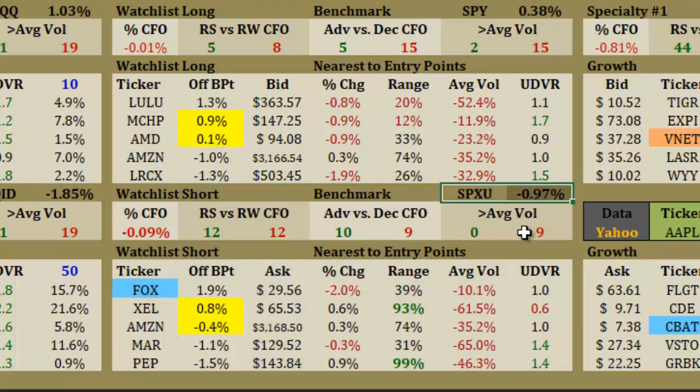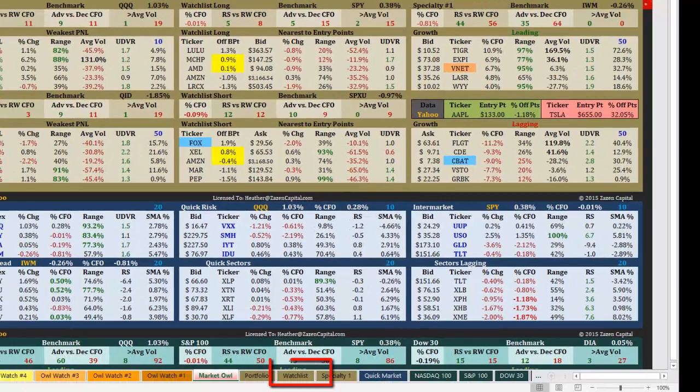You can choose a different benchmark if you wish for your shorts. In this example, we have SPXU, which is an inverse ETF for the S&P, while the long watch list had the corresponding S&P ETF. Where do you find information for your watch list?